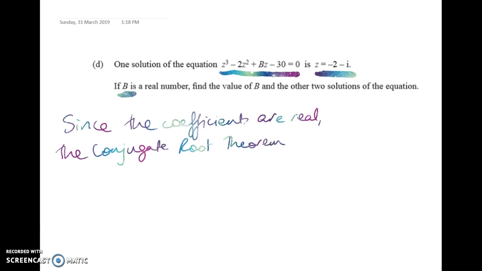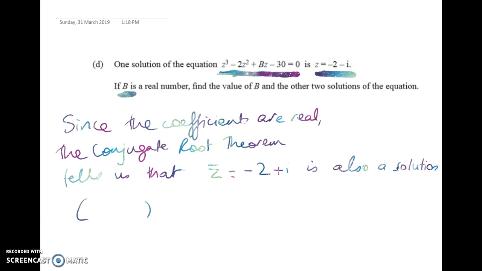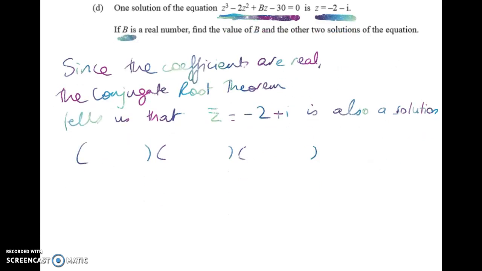The conjugate root theorem tells us that the conjugate, z bar, equals -2 plus i, is also a root or solution. So the easiest thing to do here is to say, well, we're going to end up with this cubic being made up of 3 factors, 1, 2, and 3. And all we've got left to find now is the real factor.